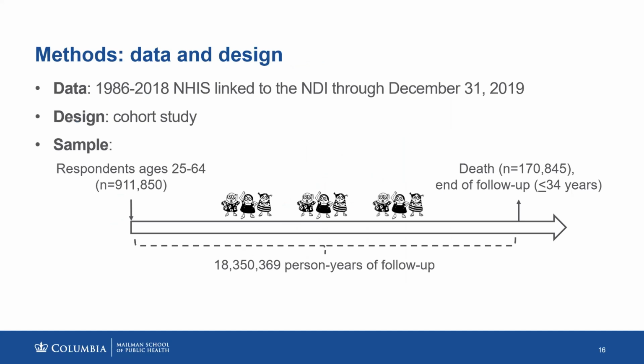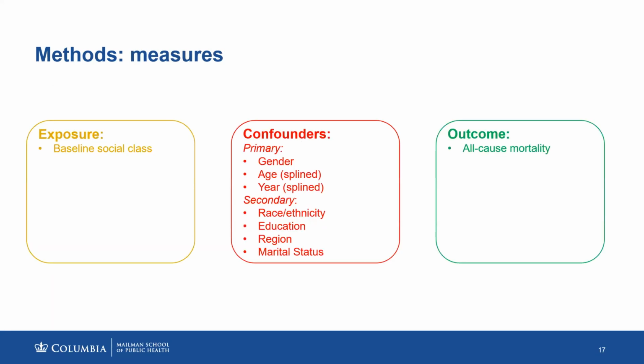So to address our aims, we use repeated cross-sectional data from the 1986 to 2018 National Health Interview Survey with mortality follow-up through 2019. And we use a cohort study design for our analyses. So nearly 1 million respondents ages 25 to 64 entered our cohort at baseline, which is when we measured our exposure, and they were followed for up to 34 years until they died or reached the end of follow-up.